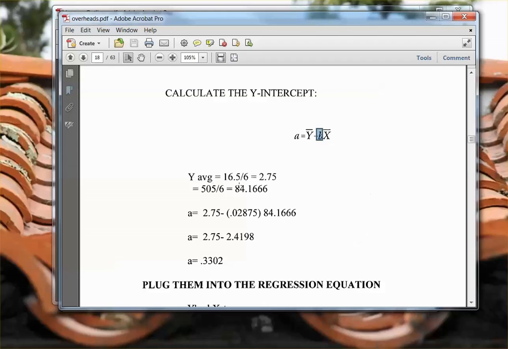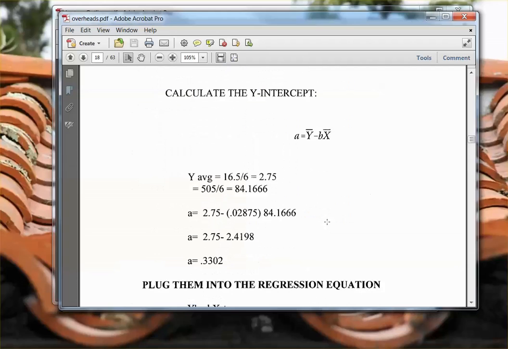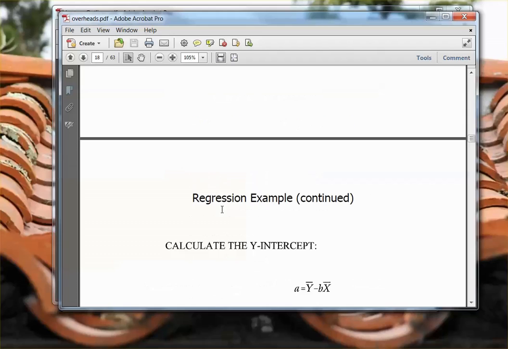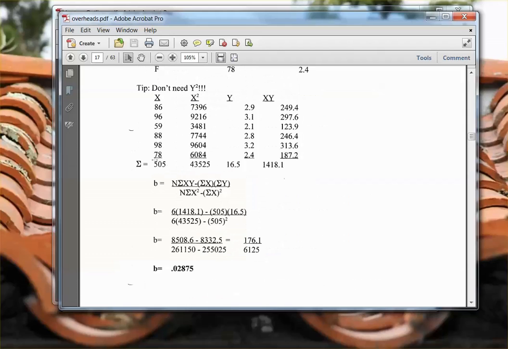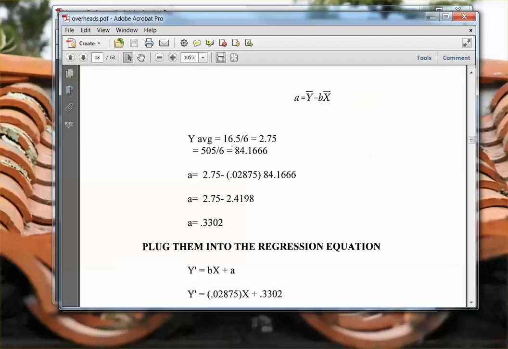So let's determine the y average. So essentially, what you're doing is you're summing all these up, 16.5, and then you're dividing by the number of pairs of scores, or 6 in this particular case, and your average is 2.75 for the y mean. We do the same thing for the x average. So the x average is 505, right? Summing all that up, dividing by 6, and that x mean is 84.16.